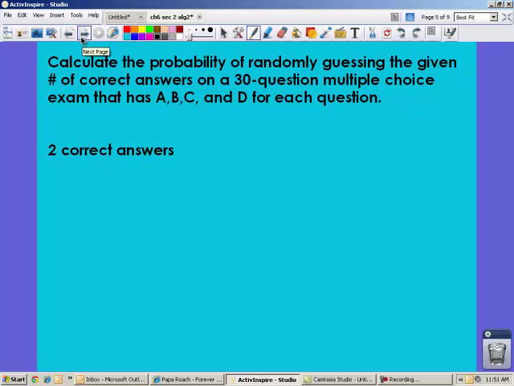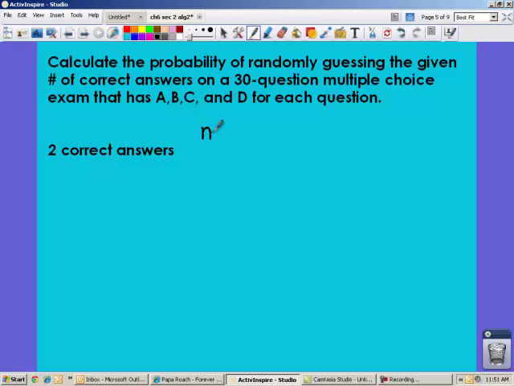Now we're going to calculate the probability of randomly guessing the given number of correct answers on a 30-question multiple choice exam that has letters A, B, C, and D for each question. So if I gave a 30-question multiple choice exam and you want to know the probability of only getting 2 of those correct, this is how you would do it.